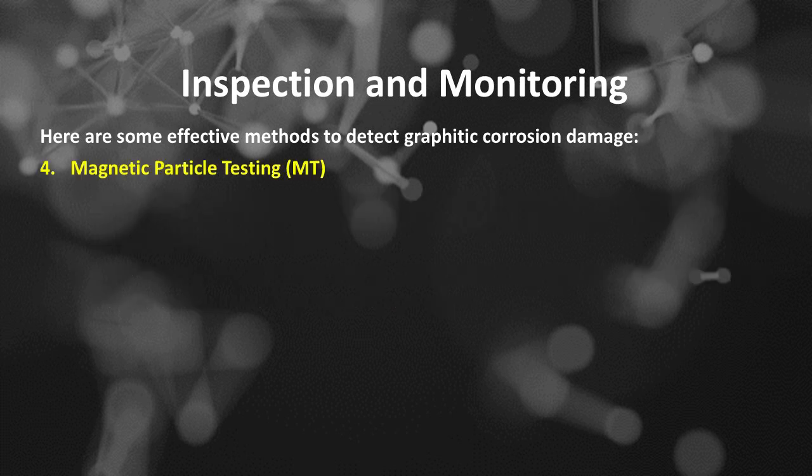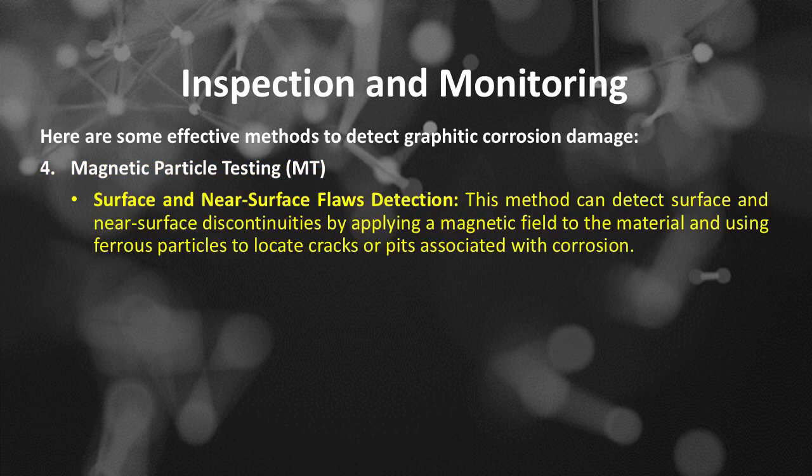Number 4 is magnetic particle testing or MT. Surface and near-surface flaws detection. This method can detect surface and near-surface discontinuities by applying a magnetic field to the material and using ferrous particles to locate cracks or pits associated with corrosion.